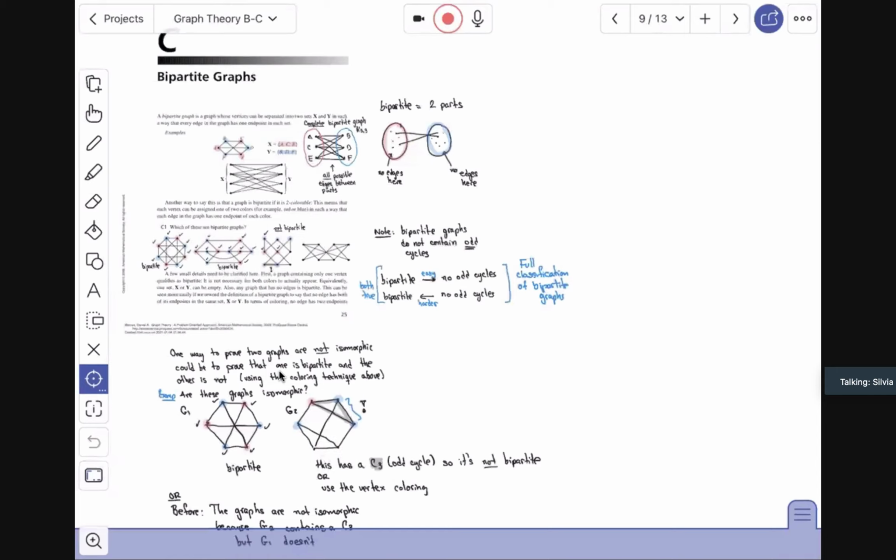So, you can use bipartite and not bipartite graphs to prove that two graphs are not isomorphic, and the coloring to check if something is bipartite, and the definition of bipartite graph, and the notation for complete bipartite graphs. That's all you need. Questions?